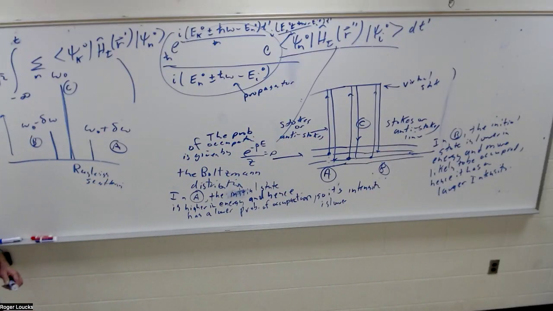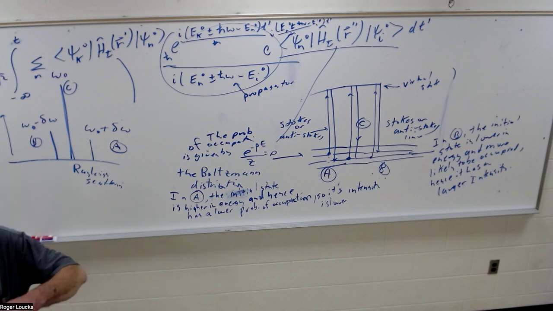Now that's the quantum theory for this. The classical theory is a little bit different. I think I'll do the classical theory later. That was kind of the big broad part of the theory. Does that make sense? Is that helpful?